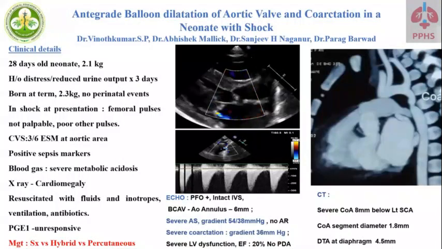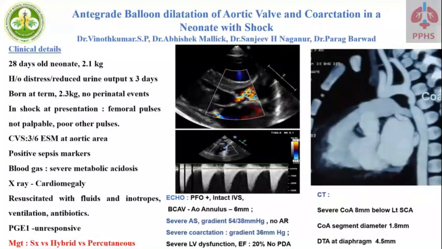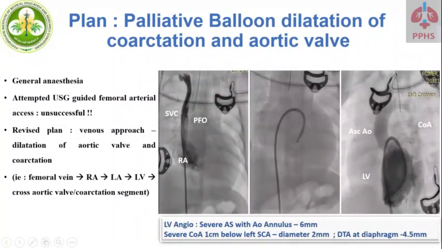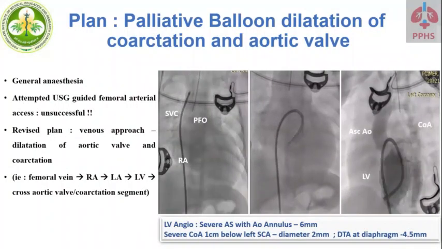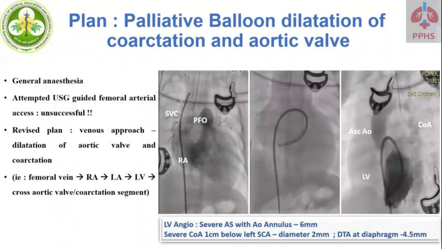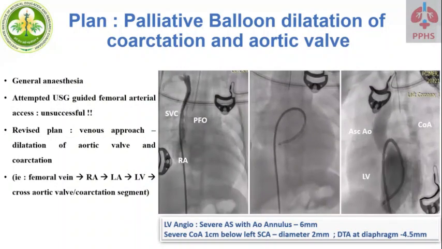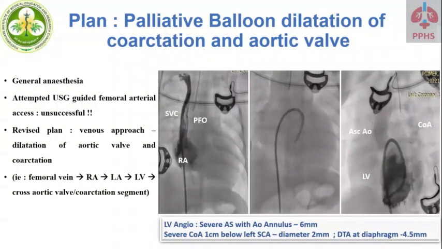Considering the mixed management we have discussed regarding primary surgery versus hybrid versus percutaneous palliative procedure, and considering the high risk for surgery, the child was taken for palliative balloon dilatation. Under general anesthesia, USG guided, we tried to access the femoral artery, but we couldn't get bilateral access, so it was unsuccessful. As the echo showed PFO, we got venous access of the femoral vein, and revised our plan to go through the transvenous approach.